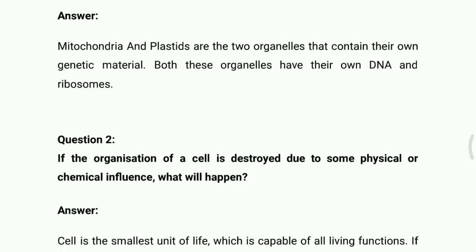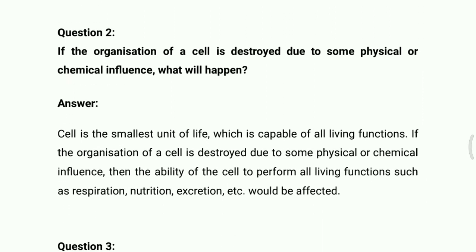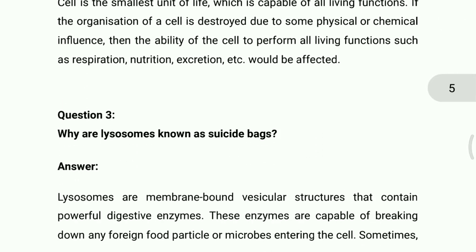Question 2. If the organization of a cell is destroyed due to some physical or chemical influence, what will happen? Answer. The cell is the smallest unit of life which is capable of all living functions. If the organization of a cell is destroyed due to some physical and chemical influence, then the ability of the cell to perform all living functions such as respiration, nutrition, secretion, etc. could be affected.